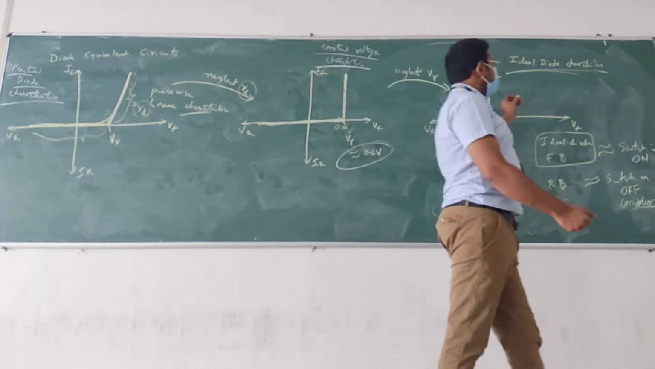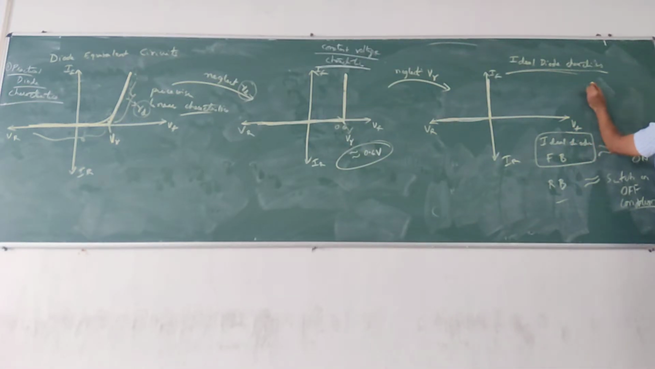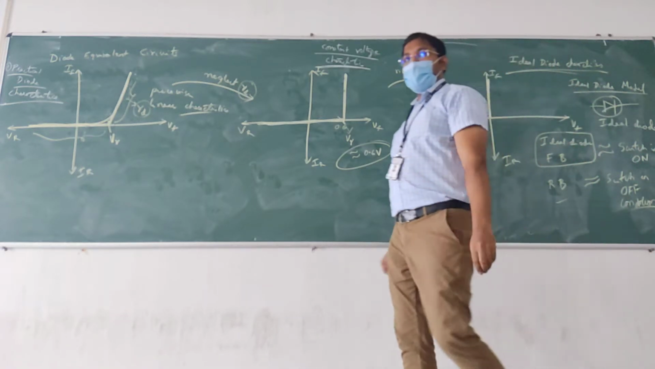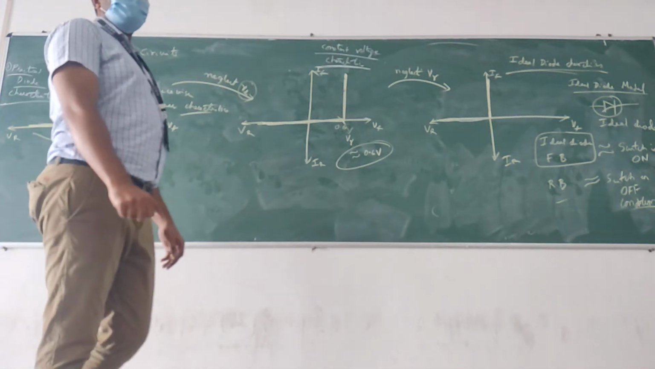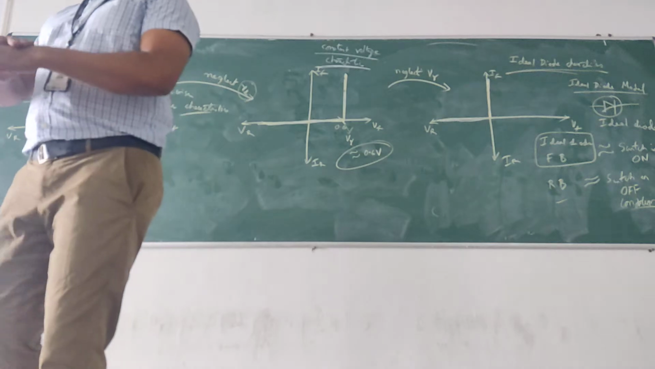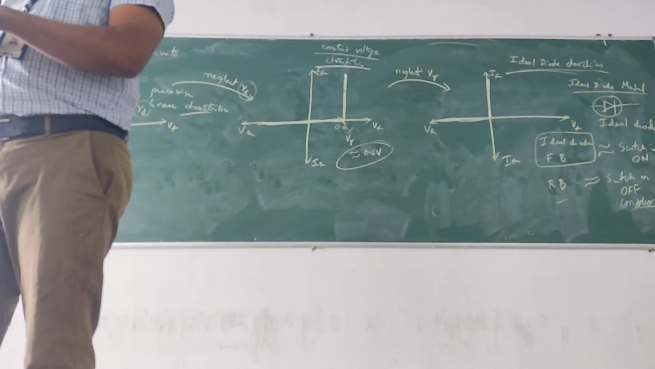How do we represent the ideal diode model? The ideal diode model will be simply this. Very easy. Draw a diode, put a circle, and say ideal diode. This will be the ideal diode model. Draw the diode, put a circle, call it ideal diode. That is the equivalent for the ideal diode model.